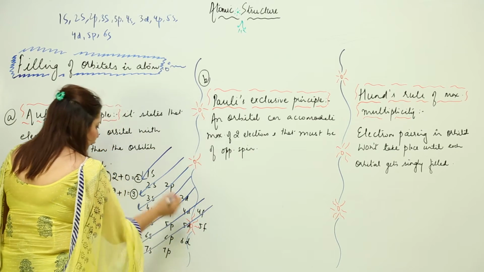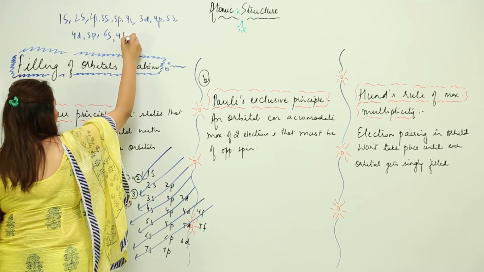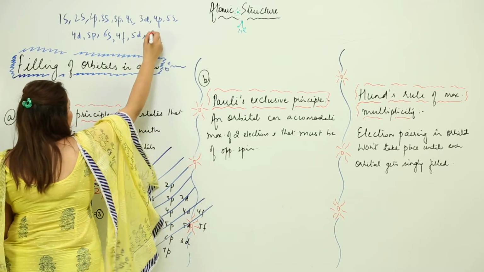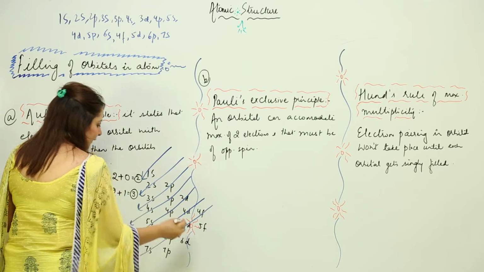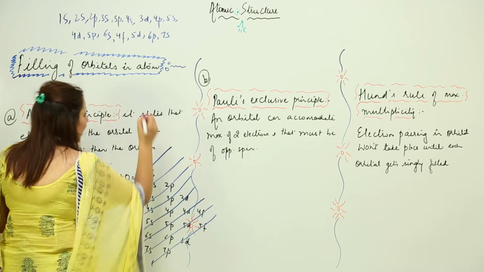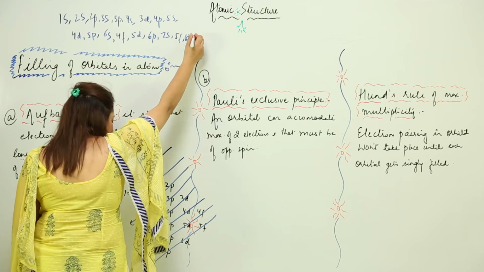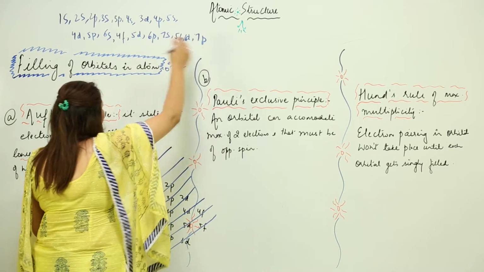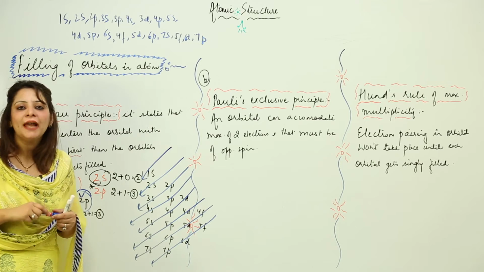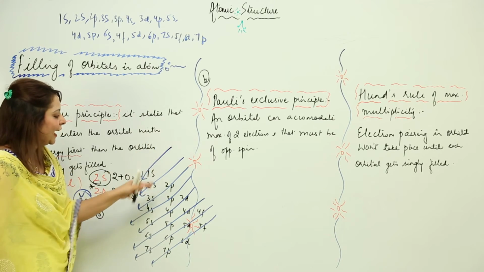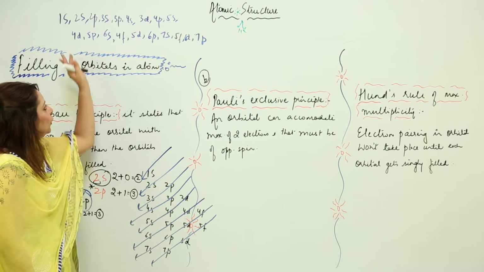Then we have 4f, 5d, 4f, 5d, 6p, 7s. And then 5f, 6d and 7p. So likewise you will be writing the subshell. No need to cram it, just make the chart like this, and just like I put the arrows, you also put in the similar way, and you will get the result.